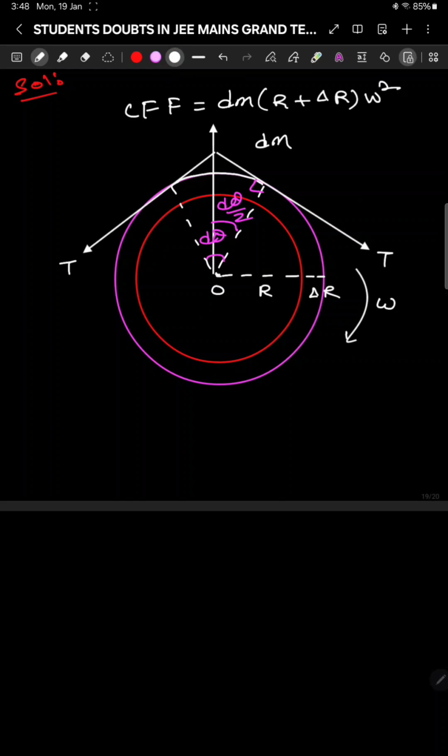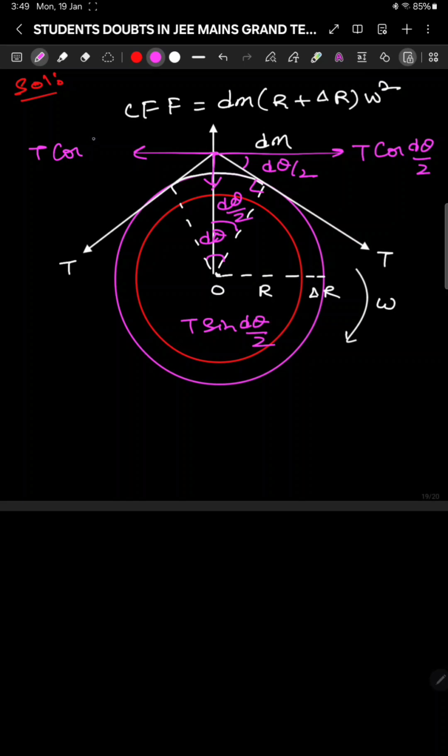So it is d theta by 2, and this is 90 minus d theta by 2. So if you draw a horizontal, this becomes again d theta by 2. If you resolve T, this becomes T cos d theta by 2. So one more component here, T sin d theta by 2. Similarly, this T is also resolved into two components. This becomes T cos d theta by 2. One more towards center is T sin d theta by 2.